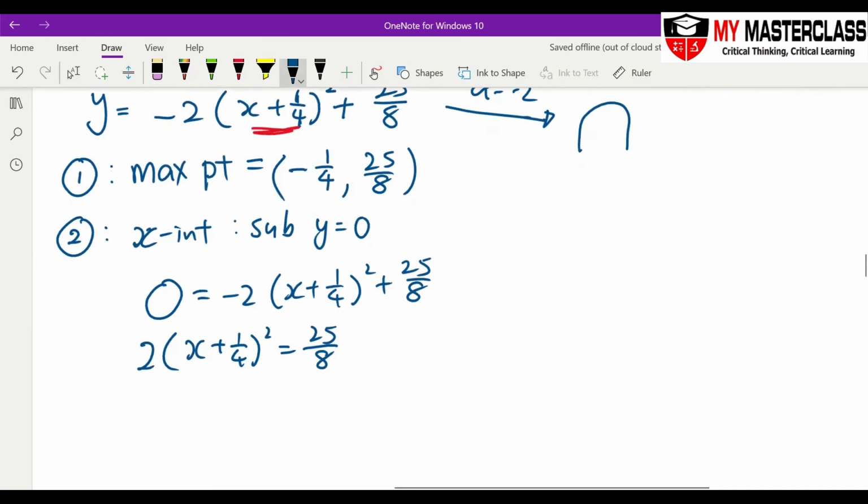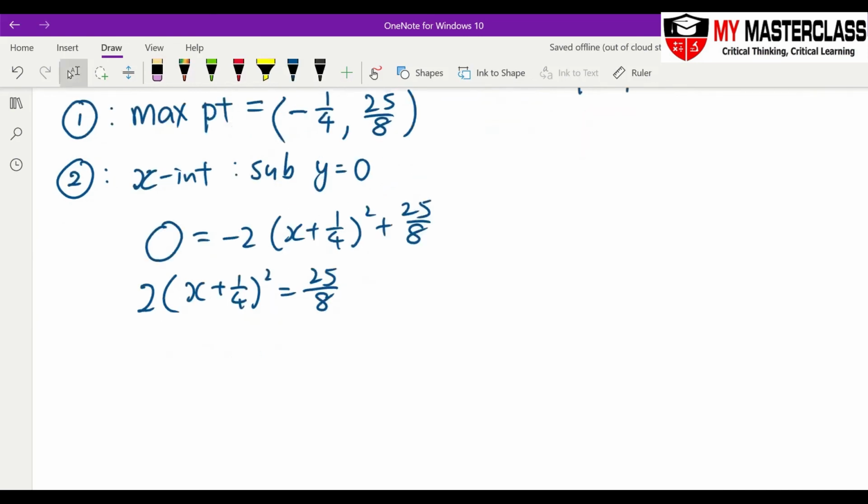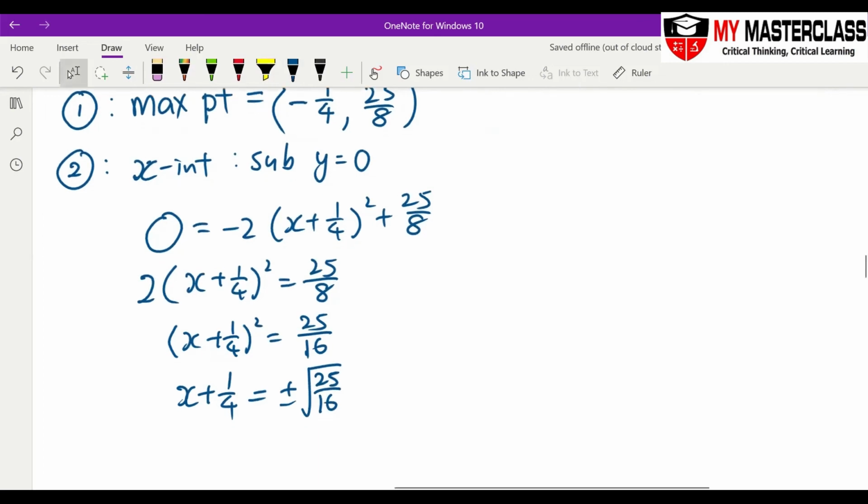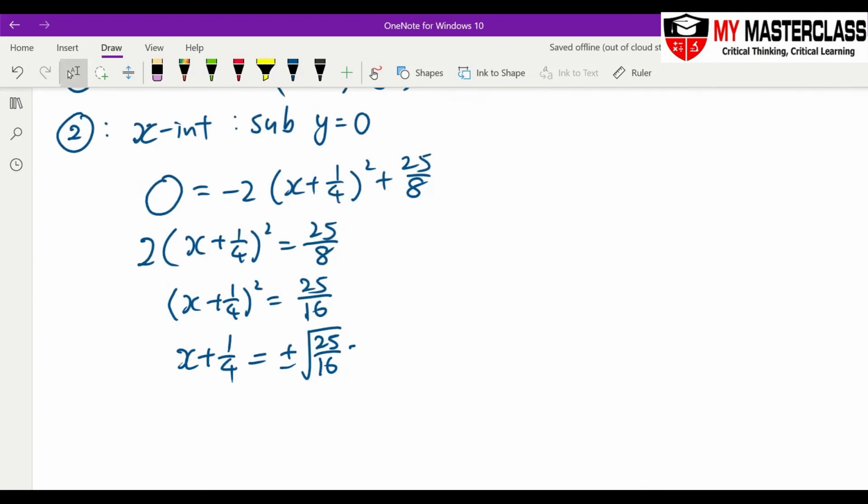Okay? So when the completed square is done for you, do not go and expand it again and then find the roots. Just use this. x plus 1 over 4 squared equals 25 over 16. x plus 1 over 4 equals plus or minus the square root of 25 over 16, which means there are two answers: 5 over 4 or negative 5 over 4. So your x equals 5 over 4 minus 1/4, or negative 5 over 4 minus 1/4 as well.